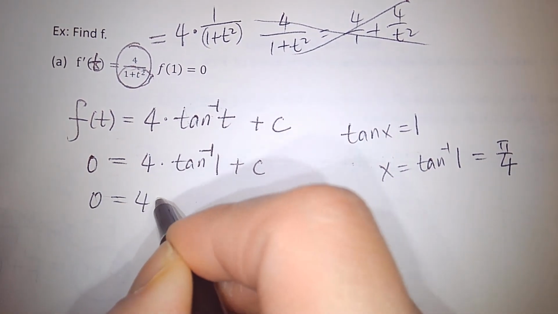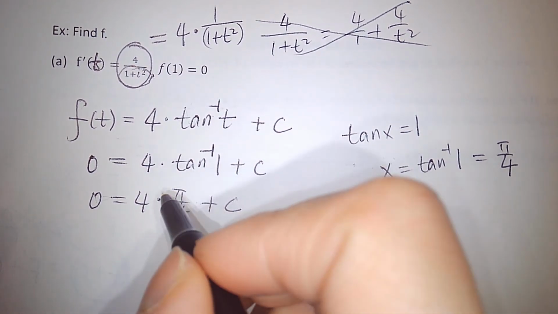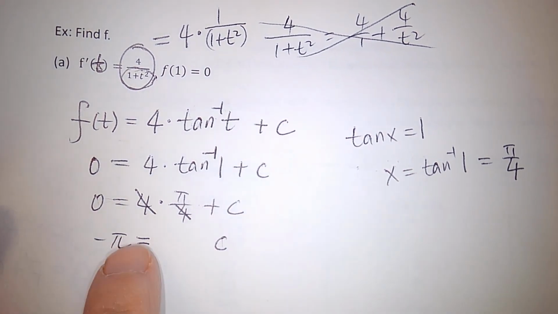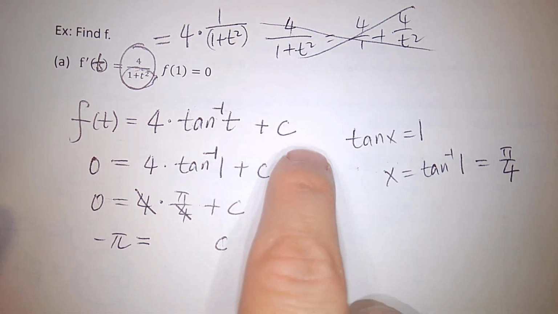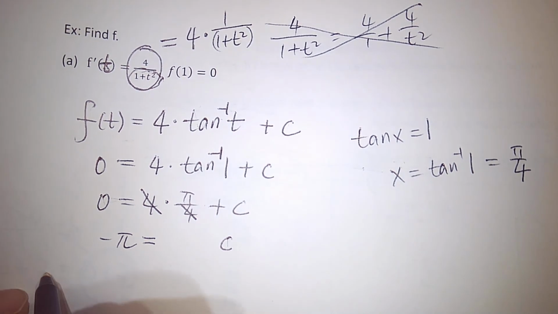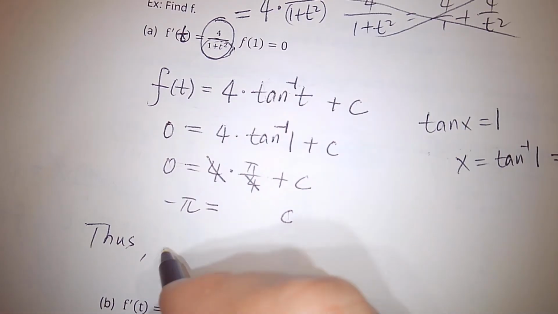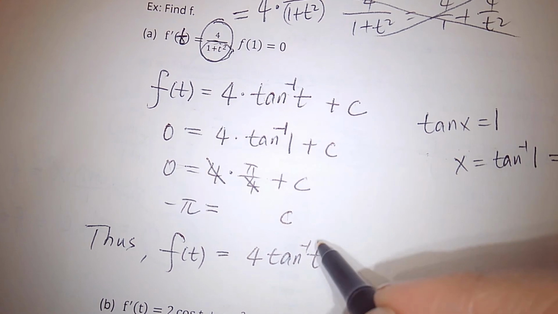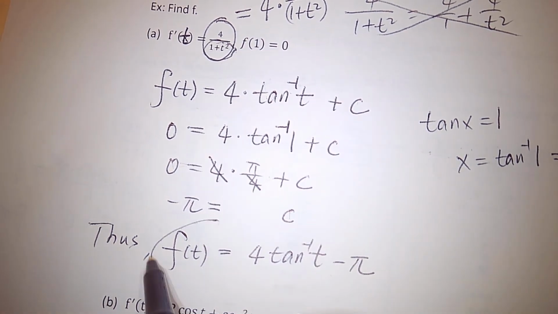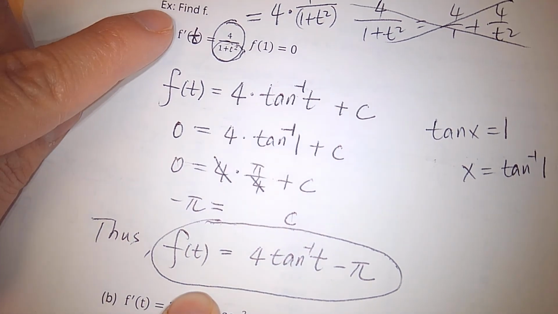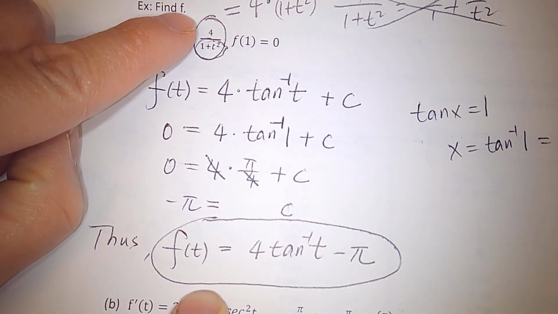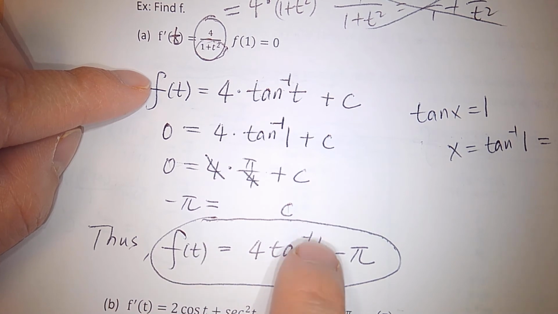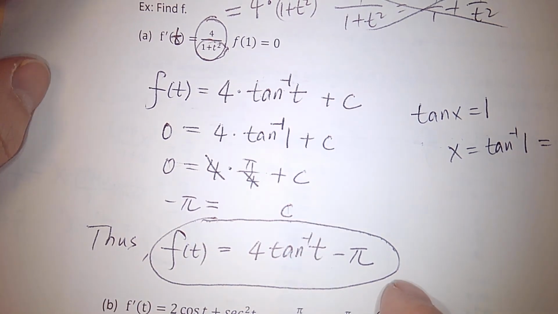So 0 equals 4 times pi over 4 plus the constant c. So pi plus c equals 0. So c should equal what? Negative pi. Okay, now we're going to plug negative pi back into this function f. So I will say thus, f of t equals what? 4 times inverse tangent of t plus c. What is c? Minus pi. So this function f satisfies that the derivative of the function equals 4 over 1 plus t squared. Also, when we replace t by 1, f equals 0. Okay.